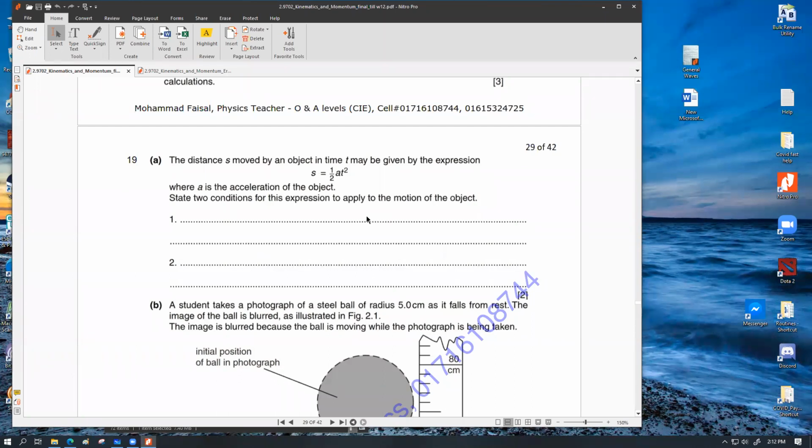We had 4 equations of motion. From which of those equations does this come from? s equals ut plus half at squared. s equals ut plus half at squared, exactly. But do you see the ut part? It starts from rest. It starts from rest, but the question already says that.